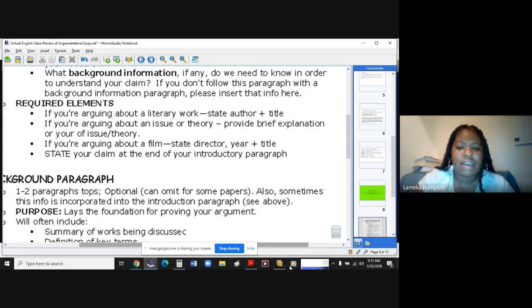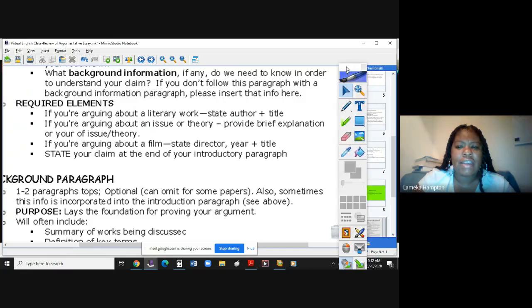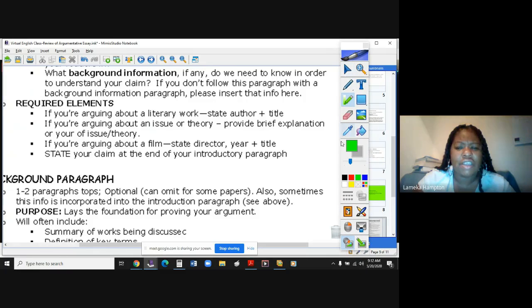I'm going to see if I can underline this, highlight it. Let me try to highlight it just to see, okay? State your claim at the end of your introductory paragraph. And I knew that line was going to be a little, all right.